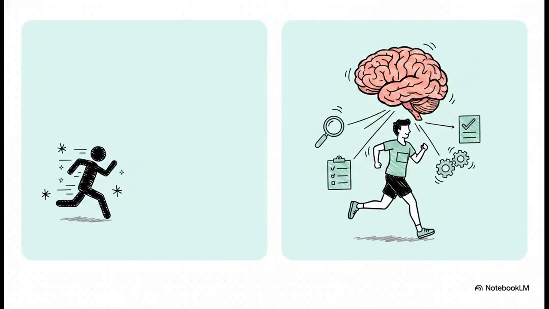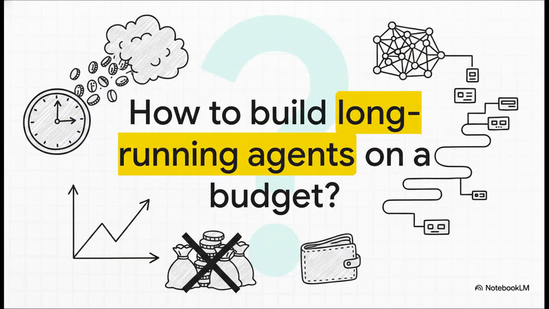To really get why this model is such a big deal, we have to contrast a standard single-turn chatbot with a long-running agent. Think of a chatbot like a sprinter, right? It has a short memory, it does one task incredibly fast, and boom, it's done. But a long-running agent, that's a marathon runner. It needs a massive context window, it orchestrates multiple steps over hours, and it's actively researching, planning, and executing across hundreds of interactions. And that brings us to the elephant in the room, cost.